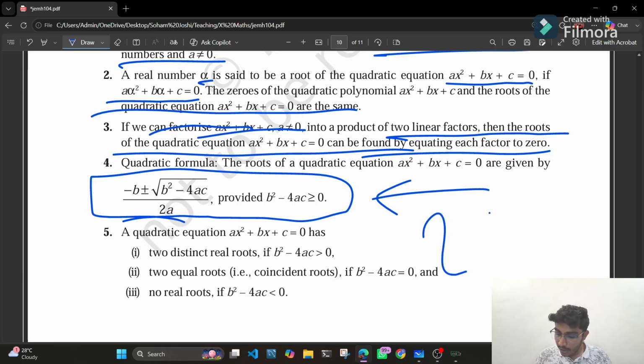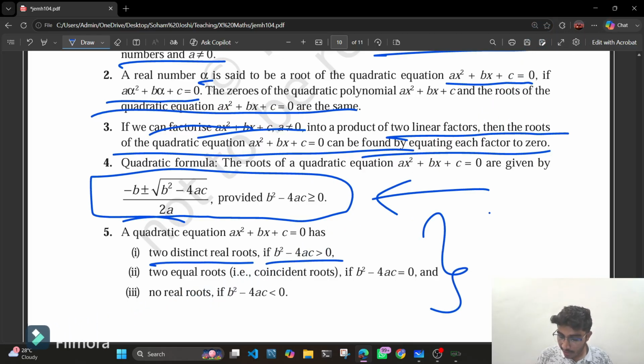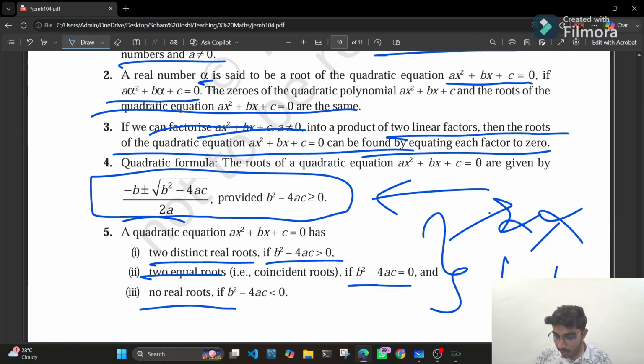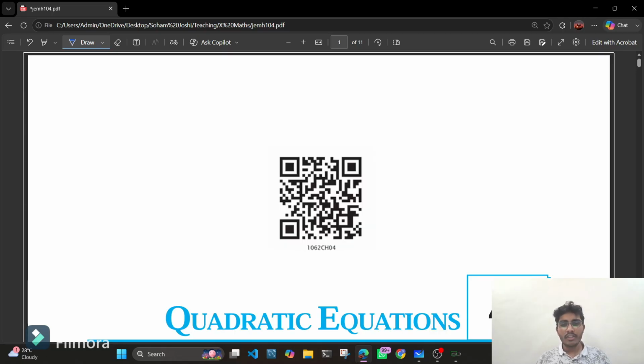Then we have learned the nature of roots. If the discriminant is greater than 0, then we have two distinct real roots. If the discriminant is equal to 0, then we have two equal roots, so the value will be alpha only, similarly say 1, 1. And if b square minus 4ac, that is, the discriminant, is less than 0, we have no real roots.